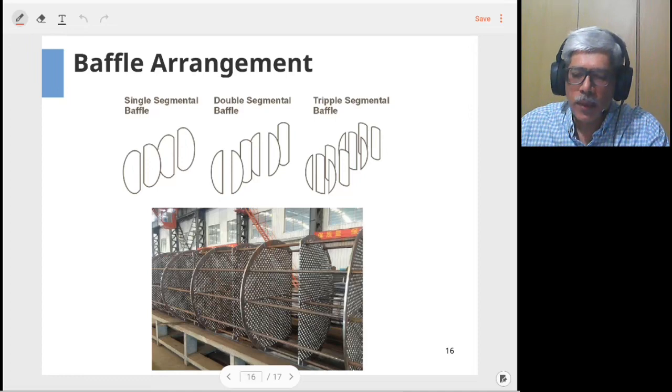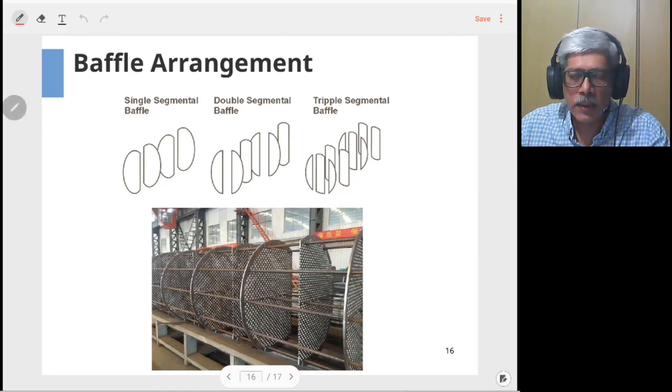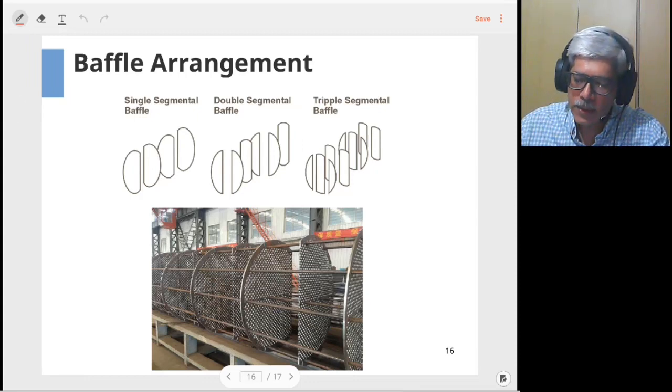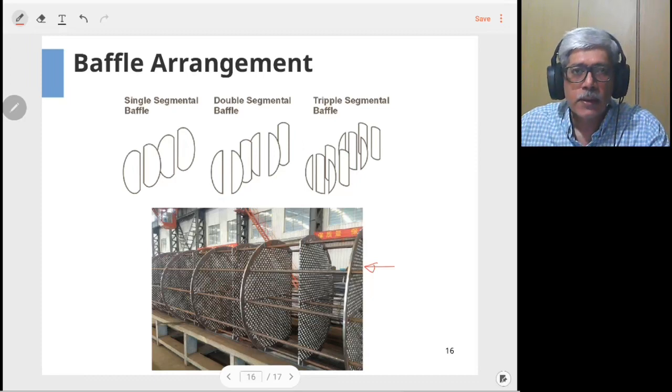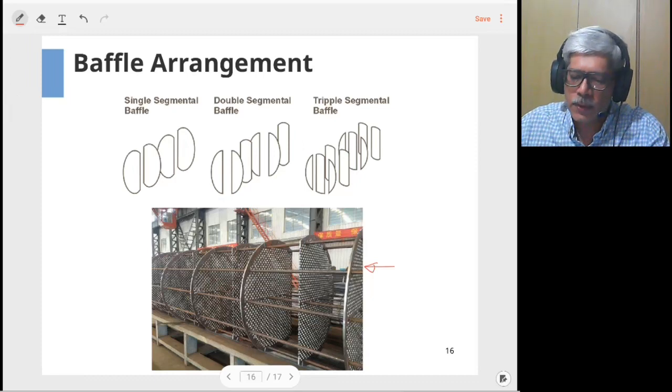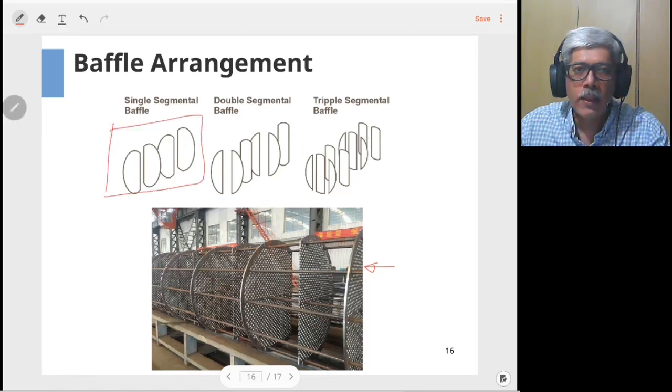There are different types of baffle. The main types are the cut baffles. So the baffle may be cut, it may not encompass the entire tube bundle, all the tubes. The cut baffles, as shown in this particular picture, are known as single segmental baffles. Single segmental baffles, as indicated in the first figure, have alternate arrangements.